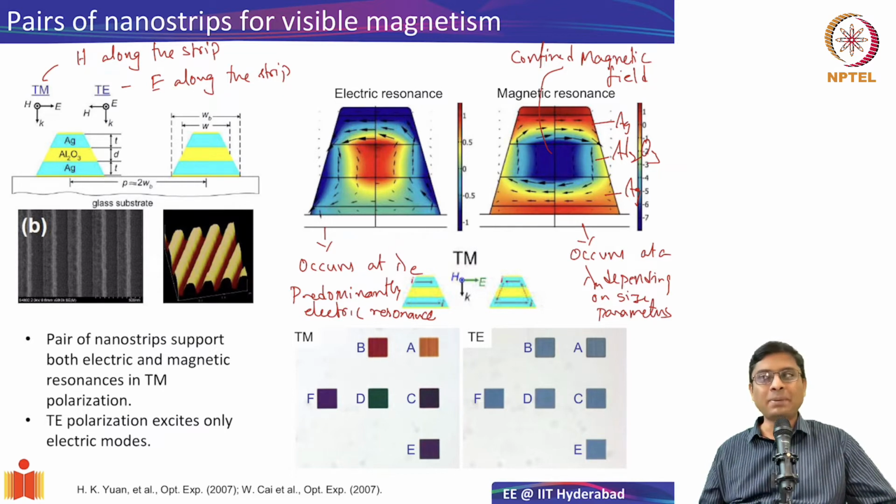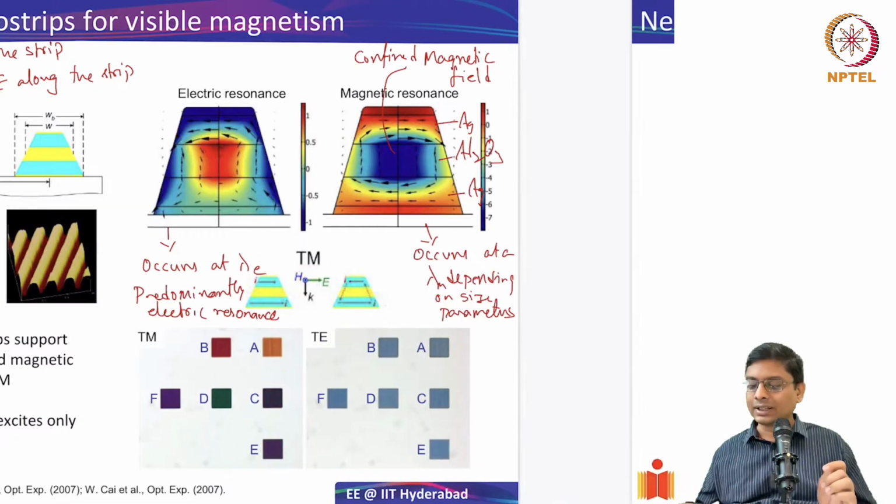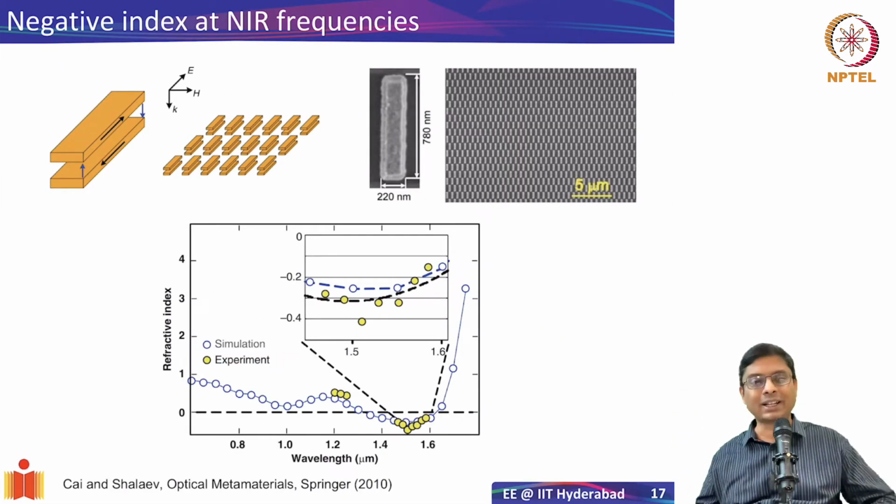But we are not happy with magnetic response. We want to get to a negative index material. That means we want to overlap the electric and magnetic response in such a way that you get a negative index. And that was first achieved at near IR frequencies by, again, Professor Shalaev's group at Purdue.